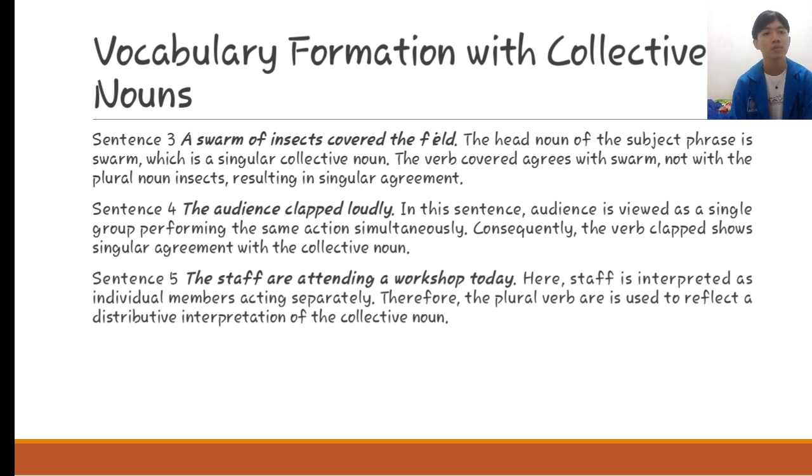And last, sentence 5. The staff are attending a workshop today. Here, staff is interpreted as individual members acting separately. Therefore, the plural verb are is used to reflect a distributive interpretation of the collective noun.